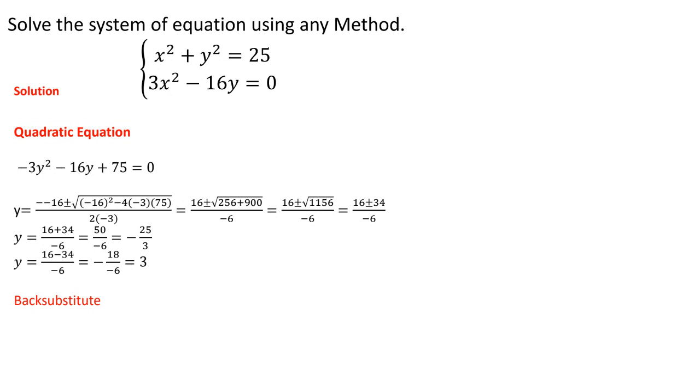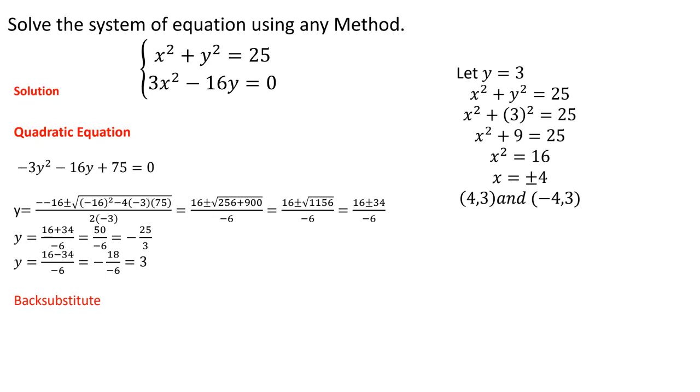And then the second answer is the negative part, 16 minus 34 divided by negative 6. So we end up with 3. So we have two solutions for our y, but now we need the x. So let's work with y equals 3 first.